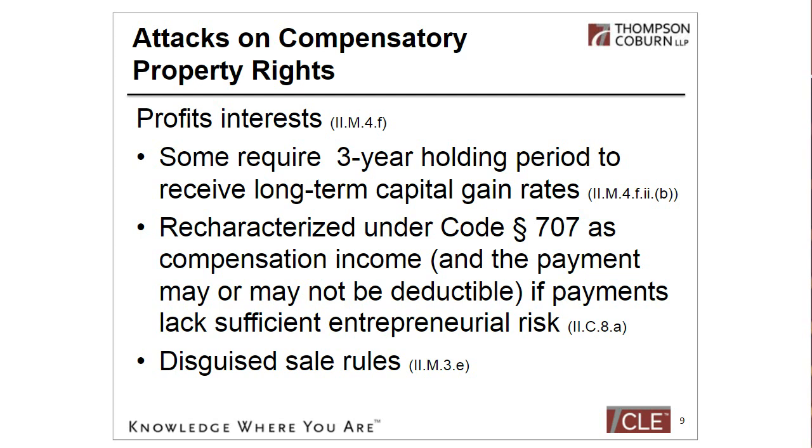And in the 2017 tax reform, they added Code Section 1061, which says that there's a 3-year holding period before you can receive long-term capital gain rates if you have a profits interest and the underlying assets or business are things that Congress kind of doesn't like.